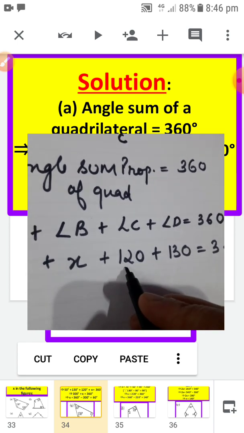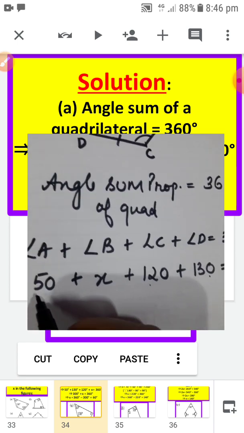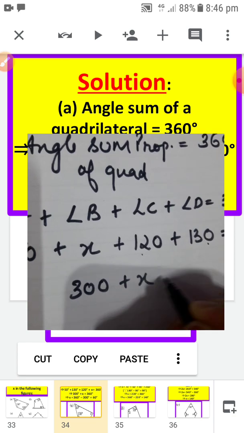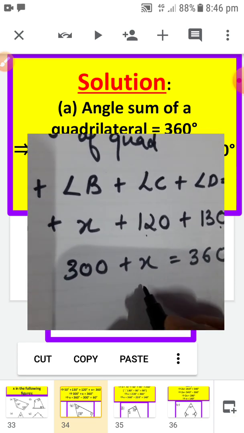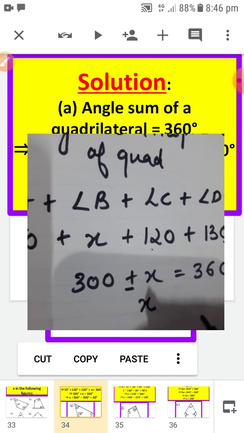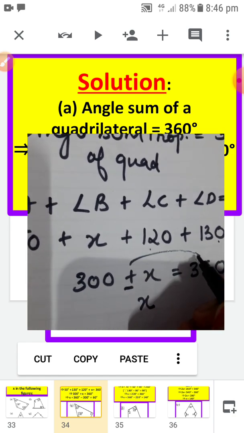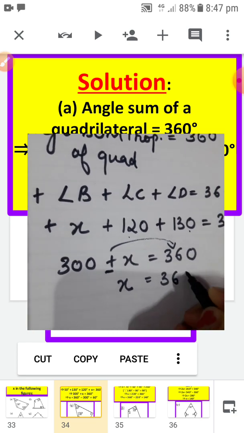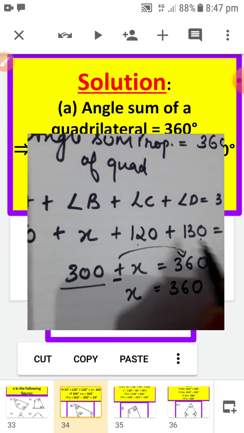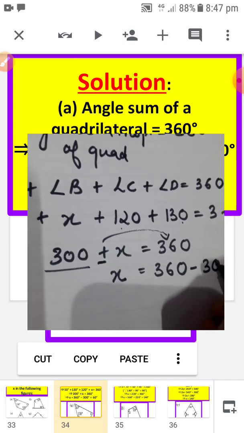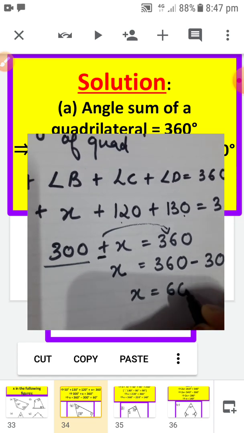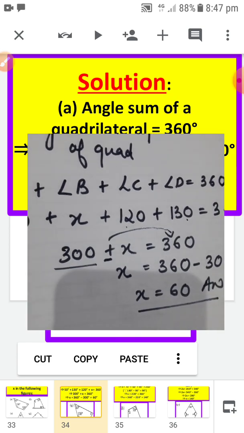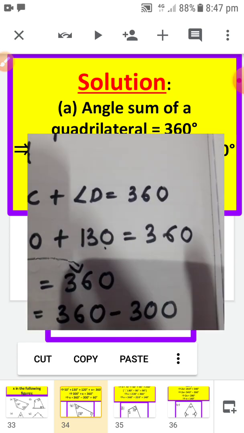Now add together 120 plus 130 plus 50, it gives you 300 plus x equal to 360. Now x remains here. Here is the plus sign. When it moves to the right side, it converts into a minus sign. So 360 remains here, and this 300 comes to this side as minus 300, so the x value will be 60. So x is equal to 60. I hope you are getting it. So let's solve the next part.